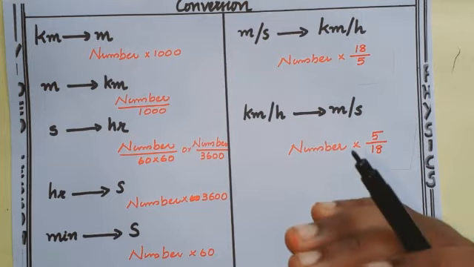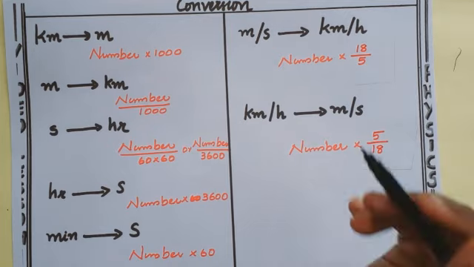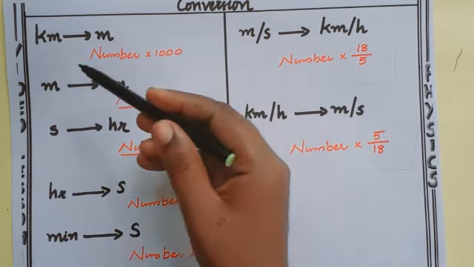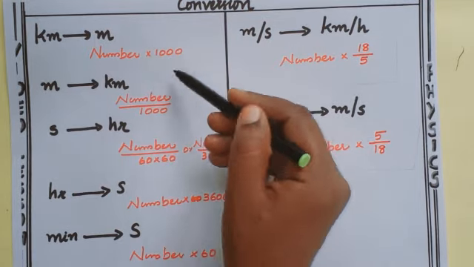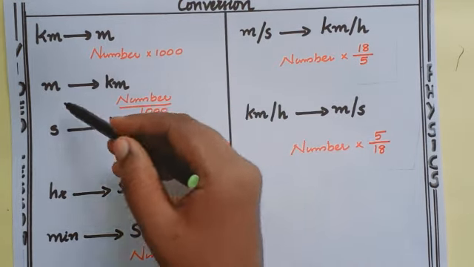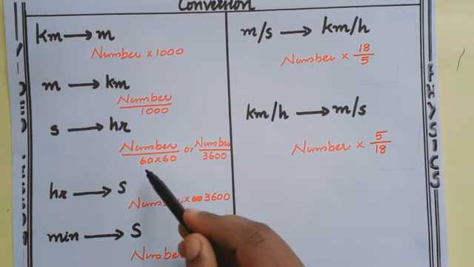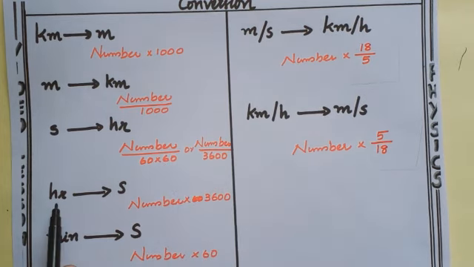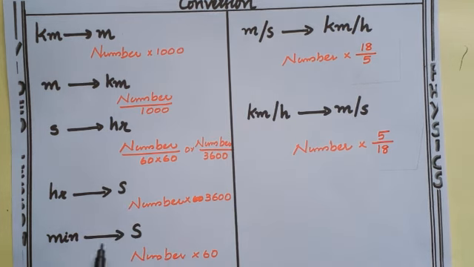When you are doing a problem, make sure the whole data in the problem is in the same system of units. Then only we can do the problem easily. Here are some conversions. First one, kilometer to meter: number into 1000. Given a number in kilometer, multiply by 1000 and we get meter. Meter to kilometer, number divided by 1000. Second to hour, number divided by 3600. Hour to second, number into 3600. Minute to second, number into 60.